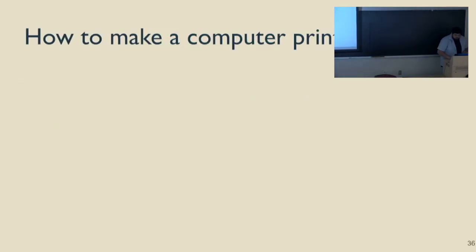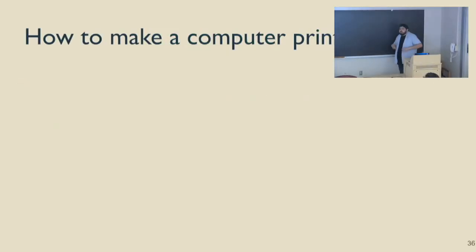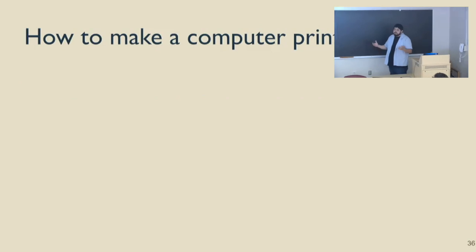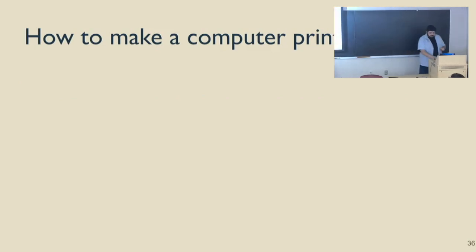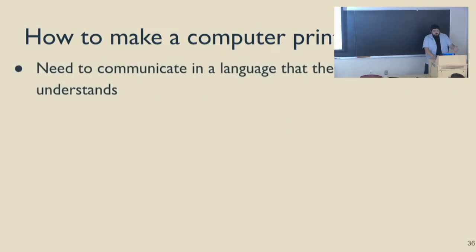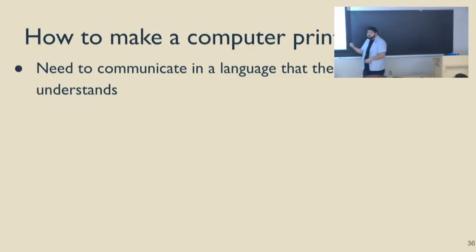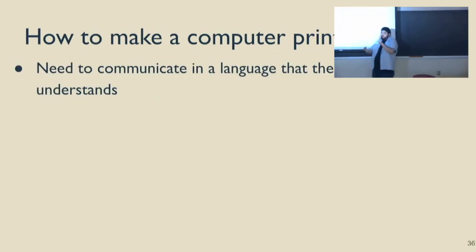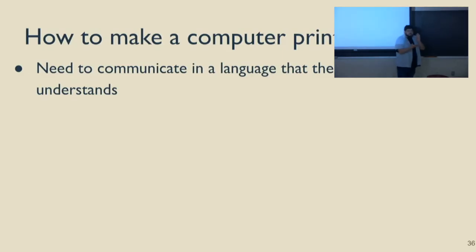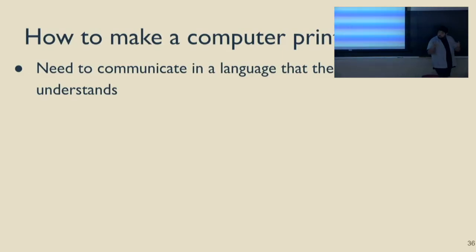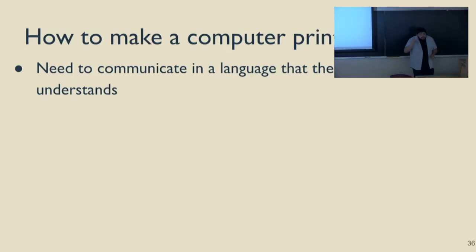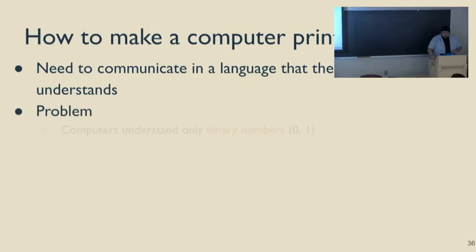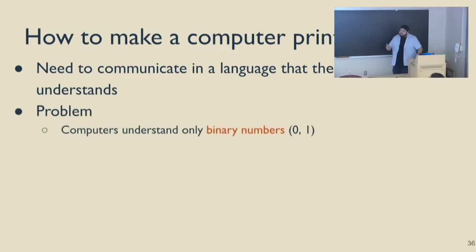So, how can we make a computer read the word Tritons? How can we actually do that? As we said before, we need to communicate in a language that the computer can understand. The computer does not know English or Chinese or Mandarin, and it doesn't understand Spanish. It doesn't understand any of these natural languages that you and I know, but it does know zeros and ones, right? So we have this problem where computers can only understand binary numbers, zeros and ones.